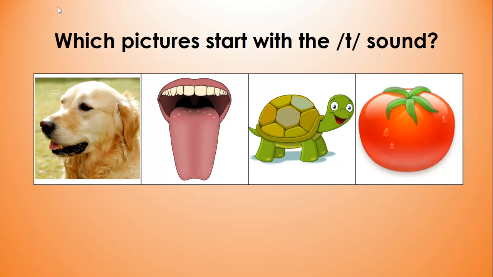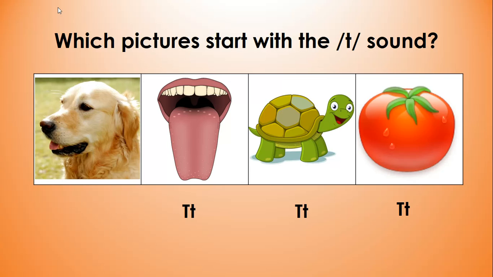Let's start on the left. Dog. D. That doesn't sound like the letter T sound. We'll come back to it. Let's go to the next picture. Tongue. T. Tongue starts with the letter T, or the sound T. Let's go to the next picture. Turtle. Turtle starts with the letter T, or the sound T. The last picture is a tomato. The sound at the beginning of the word tomato is T.